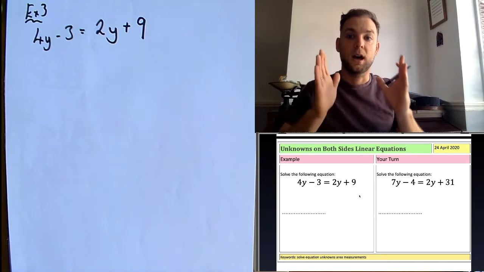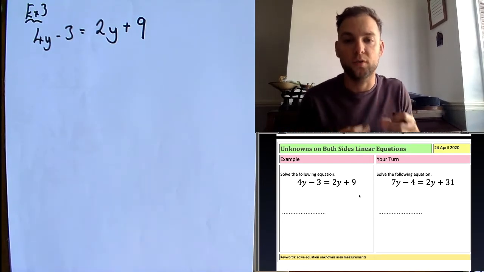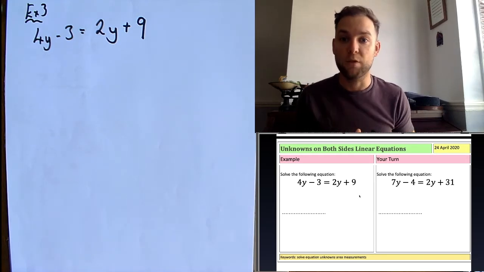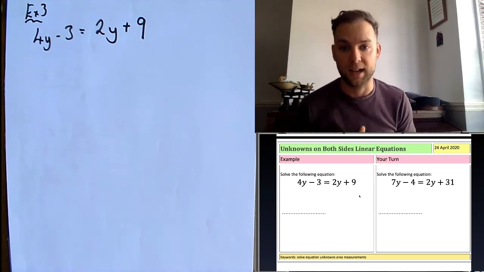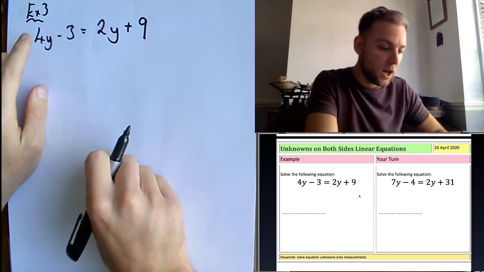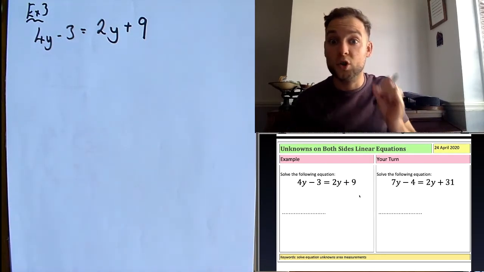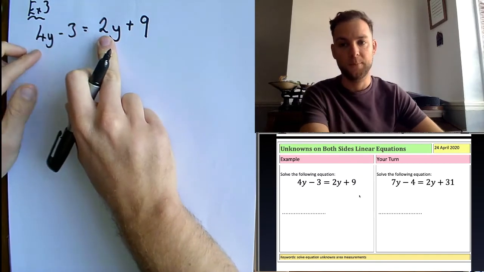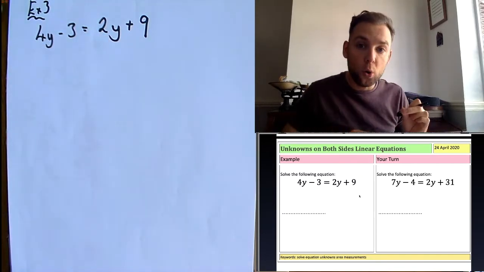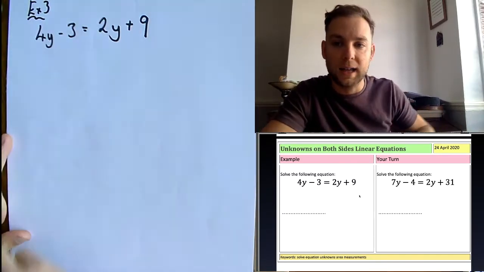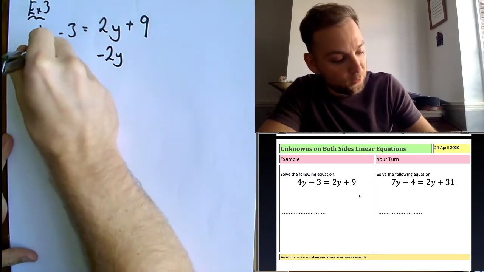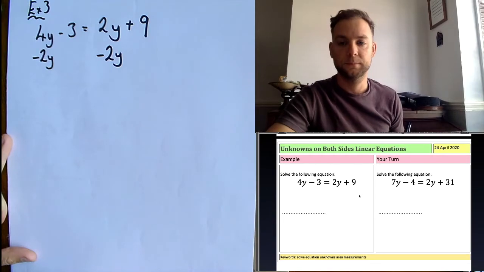Now, I'll say it again. When we're solving equations with unknowns on both sides, the first thing we've got to do is get rid of the smallest unknown. In this case, I've got 4y and 2y. So my smallest unknown is this 2y, and I'm getting rid of that by minusing 2y from both sides.